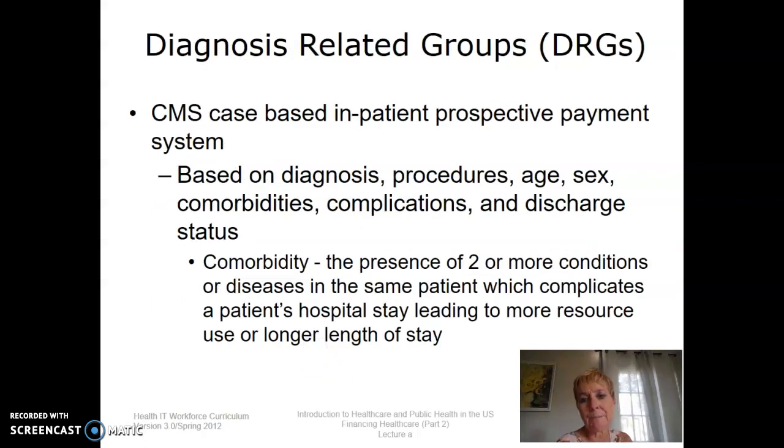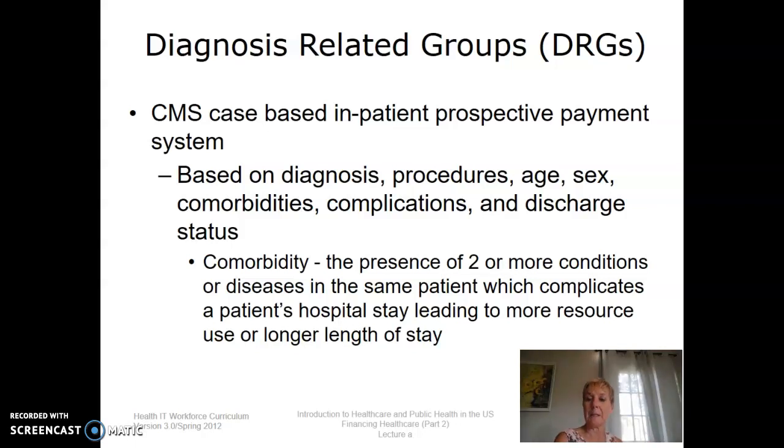So here we go to DRGs. The Centers for Medicare and Medicaid Services, or CMS, use an inpatient prospective payment system. When you get paid on a DRG, they look at that person's diagnosis. What kind of procedure did they have done, if any? How old they are, male or female. Comorbidities. Comorbidities are underlying chronic conditions that are going to impact that person's stay. For example, if my mother went into the hospital with congestive heart failure, she has diabetes. Diabetes would be a comorbidity because it's an underlying chronic medical condition.